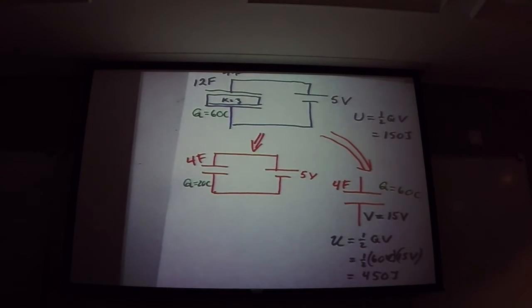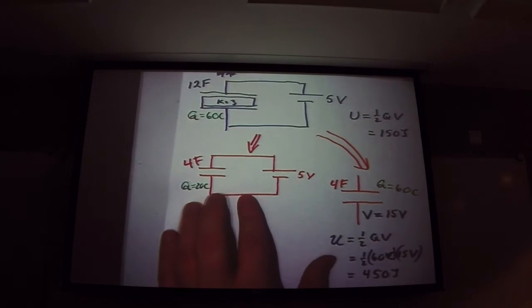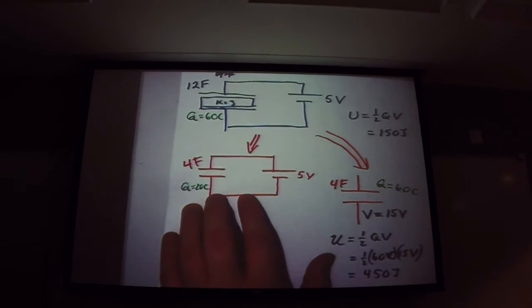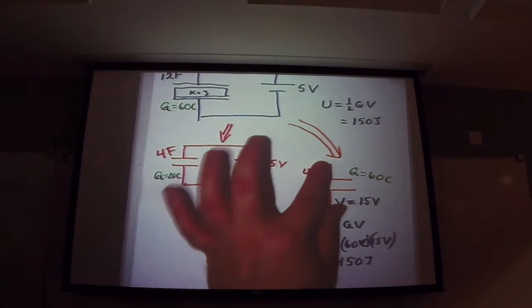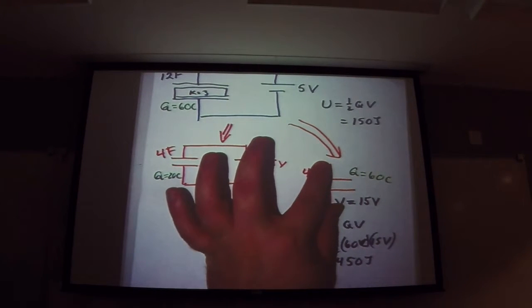The principle, though, is this. If something is remaining connected to a battery, the battery is going to maintain a voltage. If it's disconnected, the charge must stay the same. It's got no place to go. So the voltage changes.